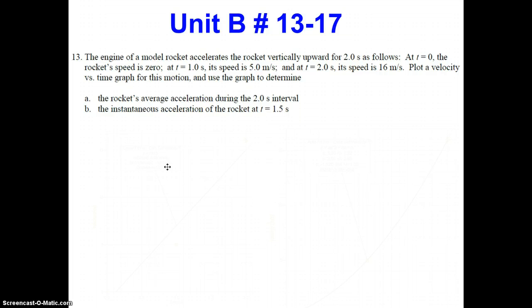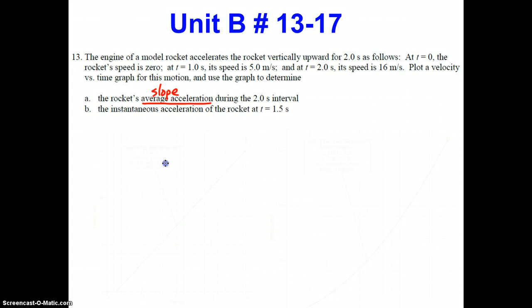All right, here we are back at the questions that we need to answer here. We have A, they want the rocket's average acceleration during the 2-second time interval. Well, the key here for the acceleration, if they want the rocket's average acceleration, so we'll underline that, is the slope of the fit line to that data.